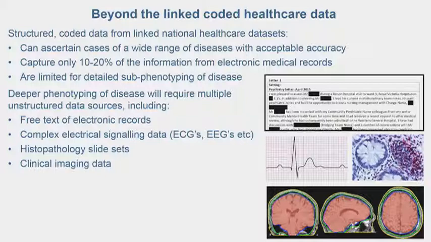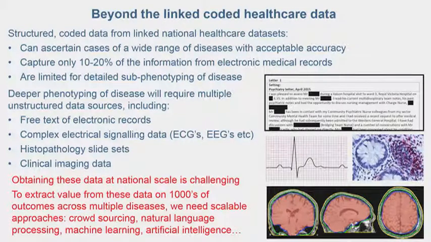These are hard to get, and once we get hold of them, then to extract value from them, we really need to undertake a massive collaborative effort, developing scalable approaches, using crowdsourcing, natural language processing, machine learning, and artificial intelligence to extract the deep phenotyping information from these sources.